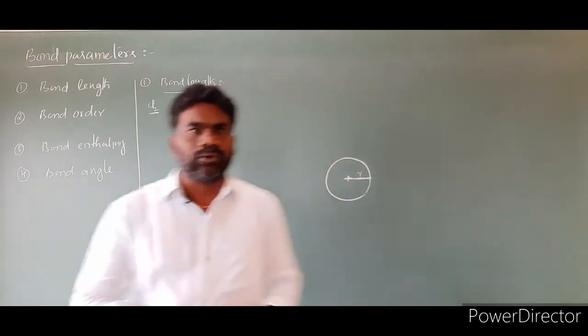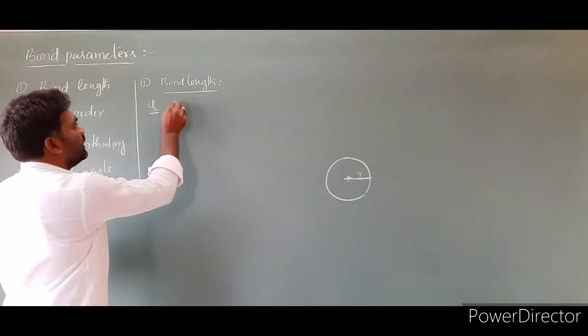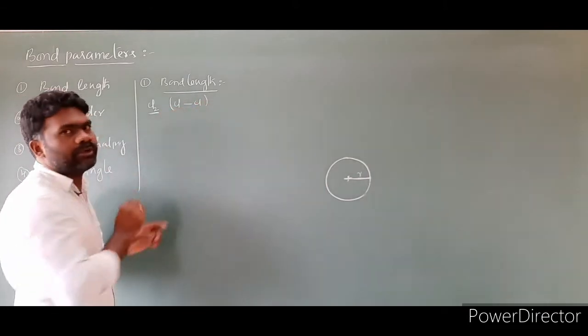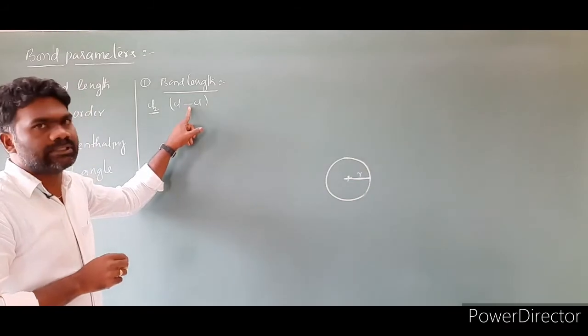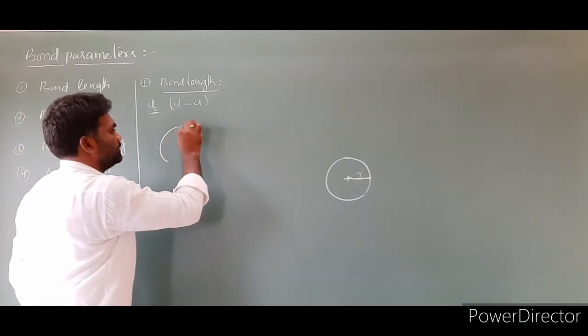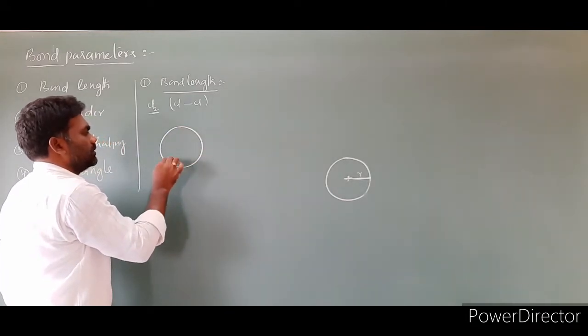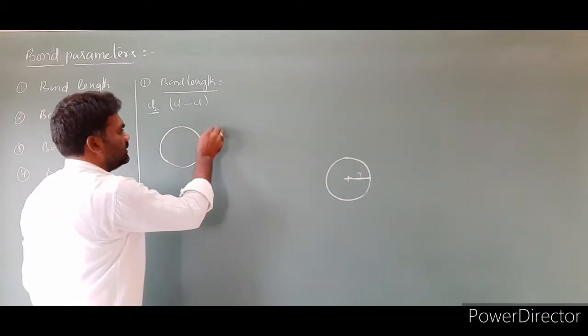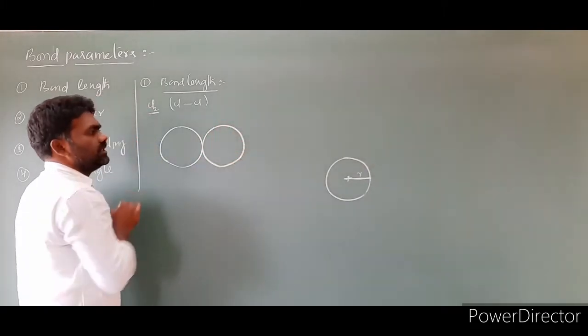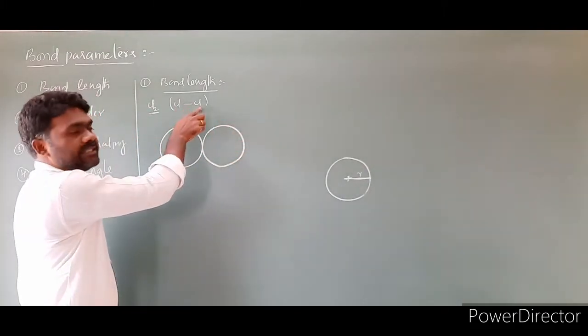Now coming to the chlorine molecule, there are two chlorine atoms, bonded by a single covalent bond. This is the first chlorine, and this is the second chlorine atom.